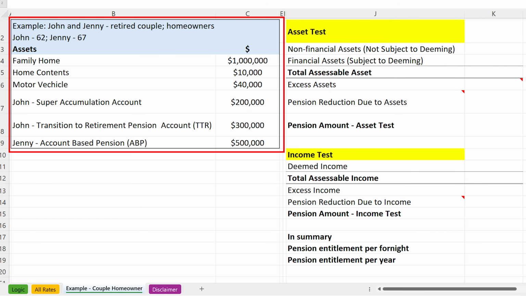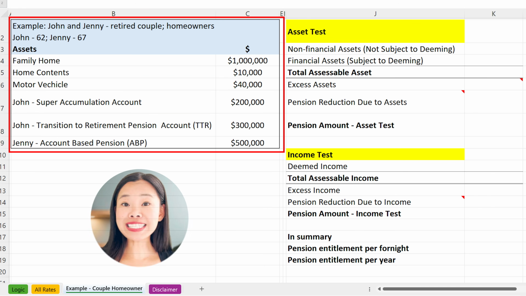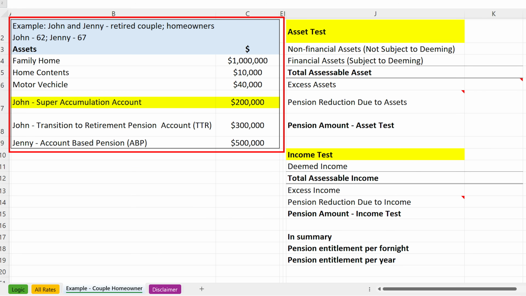Now let's walk through an example together. Meet John and Jenny, a retired couple who own their home. John is 62 and Jenny is 67. Their house is valued at $1 million. They have home contents worth $10,000 and a car valued at $40,000. To focus specifically on superannuation, we will assume they have no other financial assets or sources of income beyond super. John has $200,000 in a super accumulation account and $300,000 in a transition to retirement pension. Jenny has $500,000 in an account-based pension.